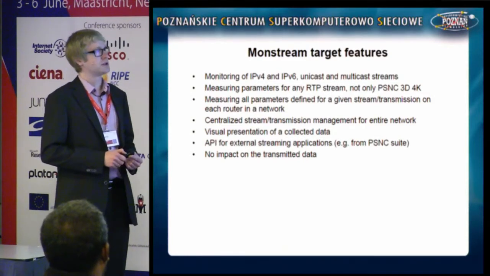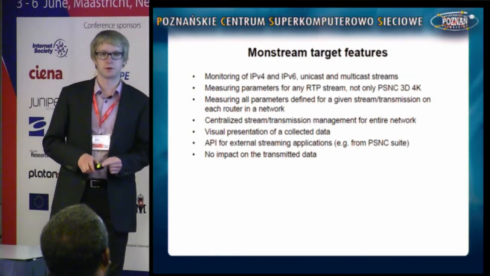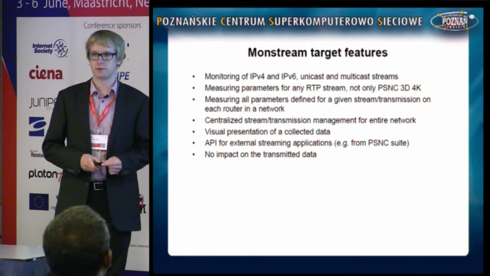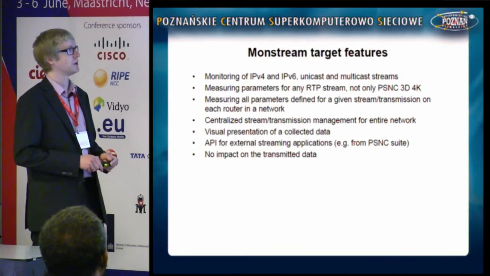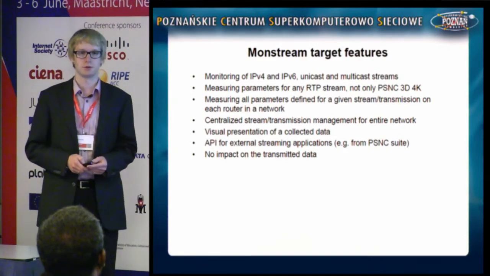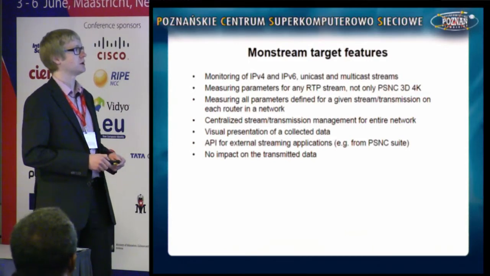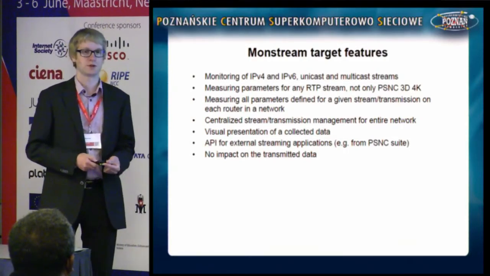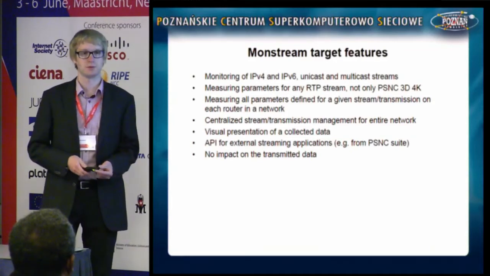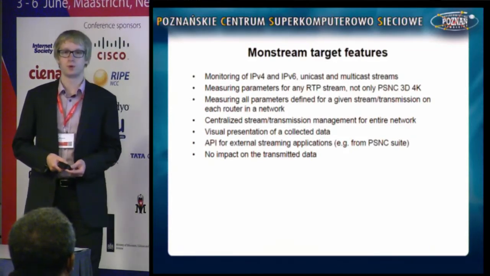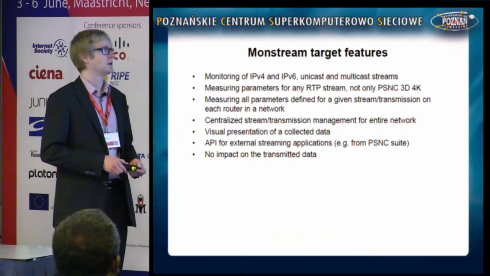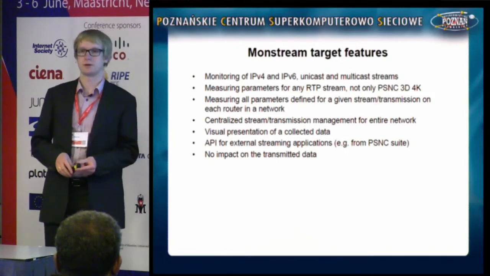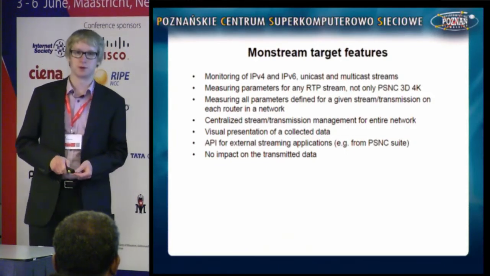An important feature is centralized stream management for the network. So we are using Juno Space here to provide one point for the user and for streaming applications to configure streams and to read collected information. Visual presentation of collected data, of course. An API for streaming monitoring for streaming applications, because if you want to monitor streams, we have to know which packets are streams, and nobody will put it in by hand. And of course, no impact on transmitted data. You know why.